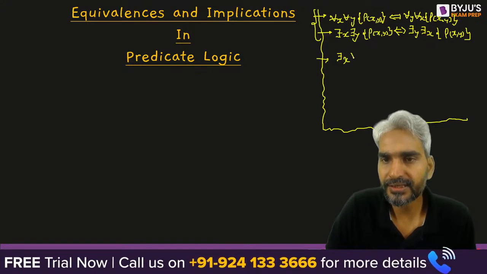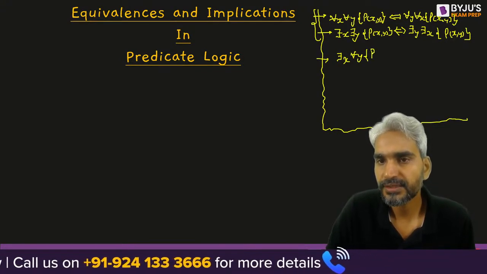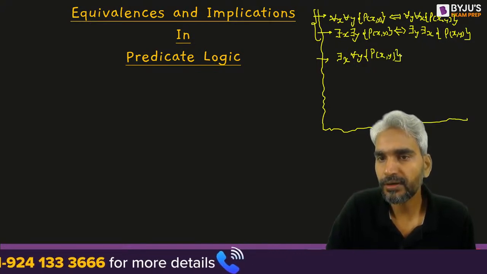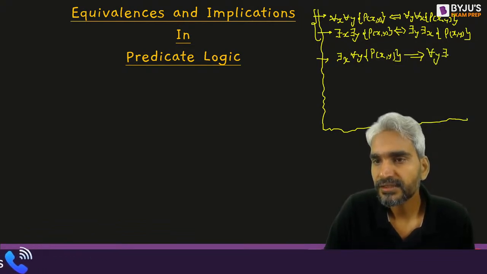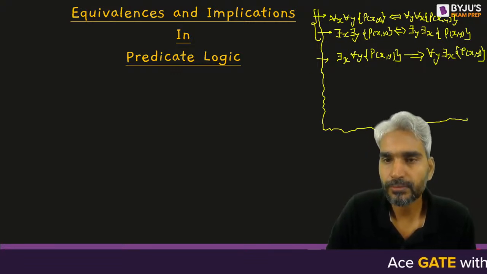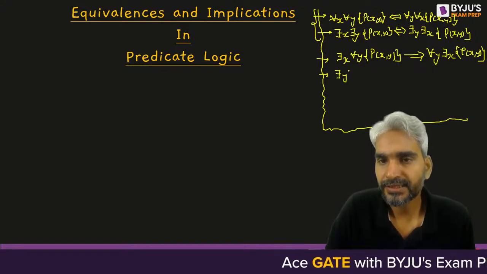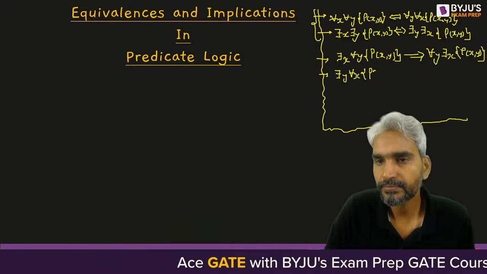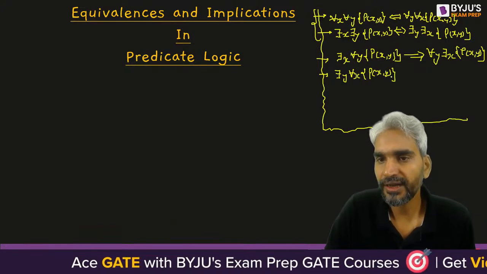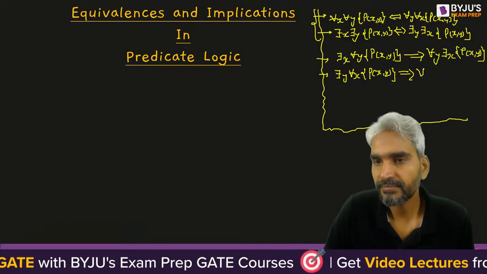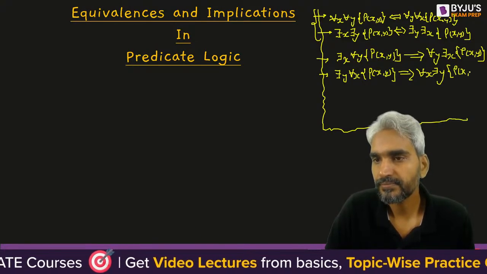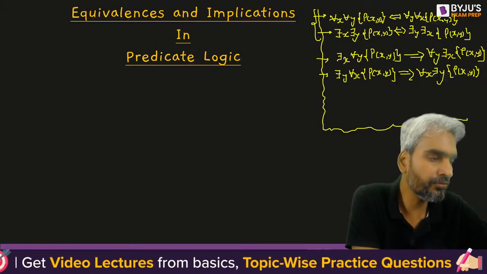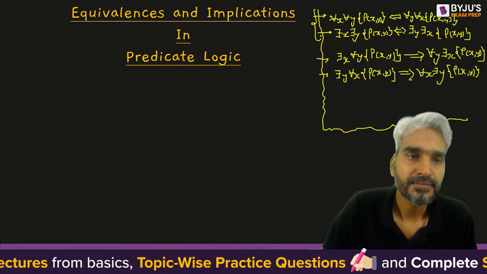Now the remaining ones: there exists x for all y, P(x,y) logically implies for all y there exists x, P(x,y), and there exists y for all x, P(x,y) logically implies for all x there exists y, P(x,y). I hope this is clear to everybody from the last session in which we discussed the concept of the relationship diagram.